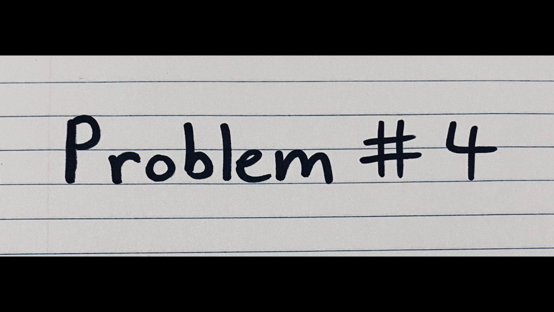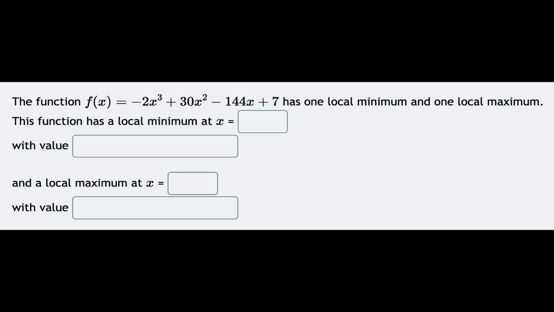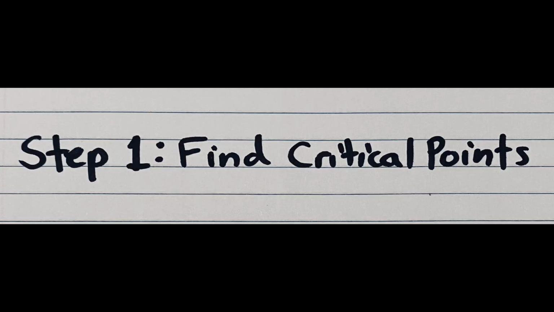Problem 4. The function f of x is equal to negative 2x cubed plus 30x squared minus 144x plus 7 has one local minimum and one local maximum. This function has a local minimum at x equals blank with value blank, and a local maximum at x equals blank with value blank. So this question wants us to find the local min and max and also find both the x and y values of each. So the first thing we should do is find the critical points.